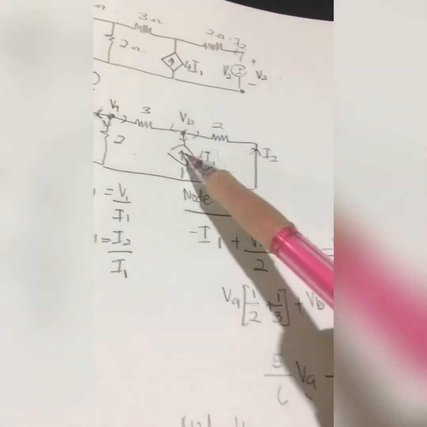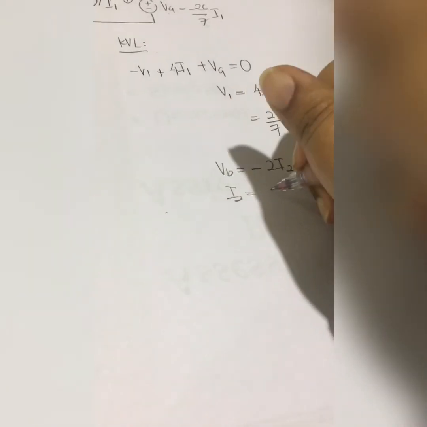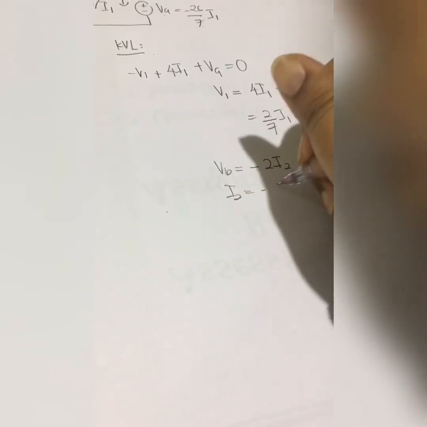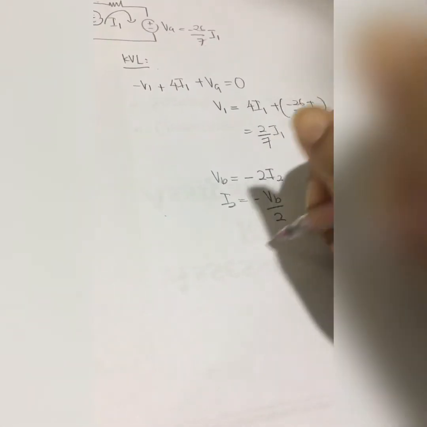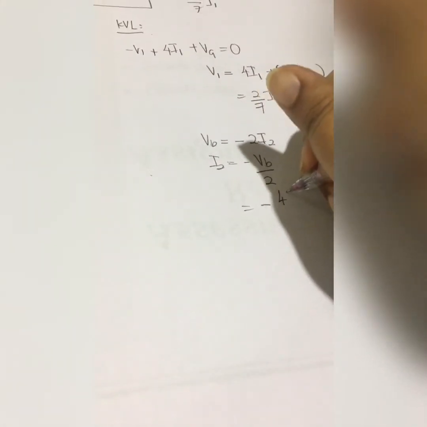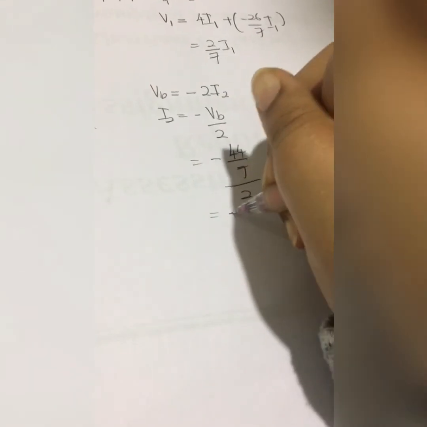So VB is equal to negative 2I2. Okay, so I2 is equal to negative VB over 2. So negative VB is 44 over 7, divided by 2. So the answer will be negative 22 over 7.